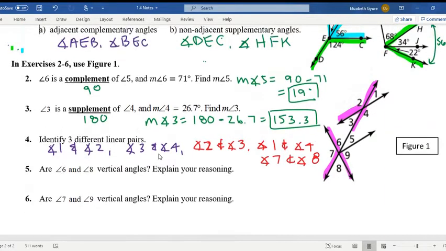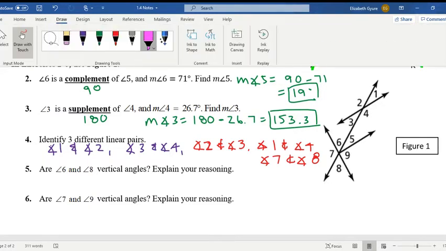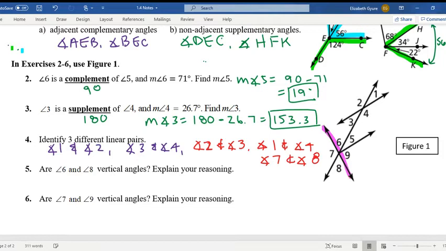Number 5, are angles 6 and 8 vertical angles? Explain your reasoning. So if you take a look at your vocab, vertical angles have to be formed by 2 intersecting lines. So if you take a look at angle 6 and 8, you have to decide, well, were these formed by 2 intersecting lines? Do I have my nice X shape here? And if you need to, you can highlight it. If you take a look, there's one, there's the other, there's your X shape.